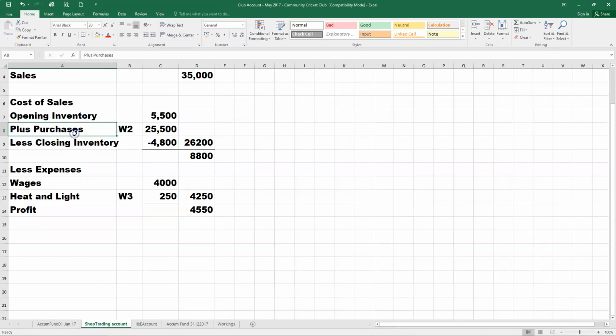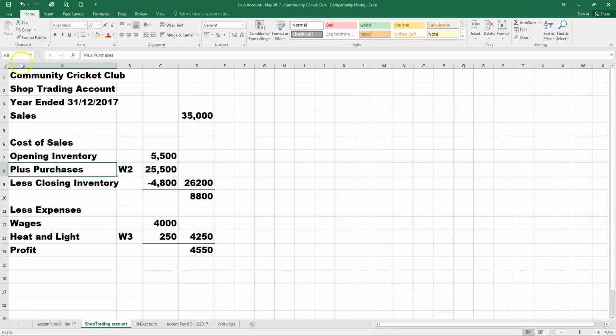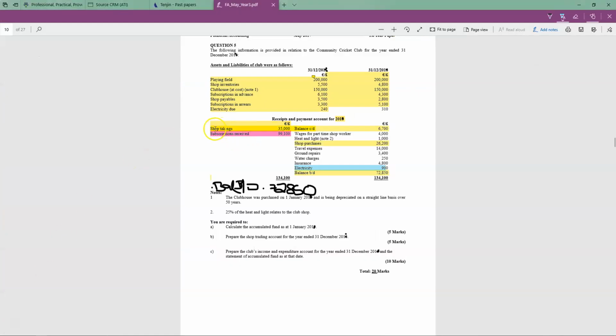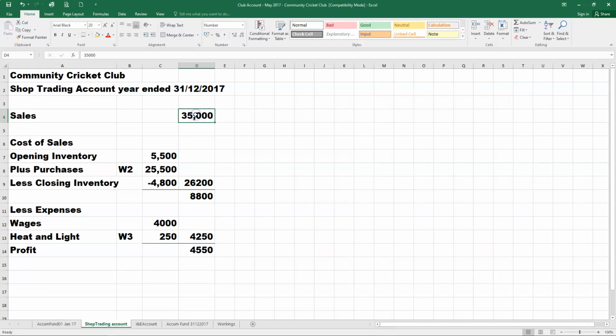So I'm going to head up my shop trading account. And this is Community Cricket Club shop trading account for the year ended the 31st of December 2017. Okay, and I'm going to start off with my sales. So my sales, so into the debit side of your receipts and payments, and see inside here, we have shop takings 35,000. So it's the 35,000 there is going to come in as my shop takings.